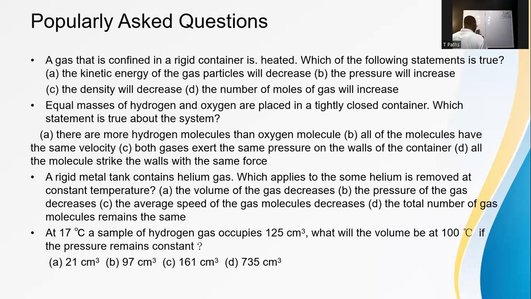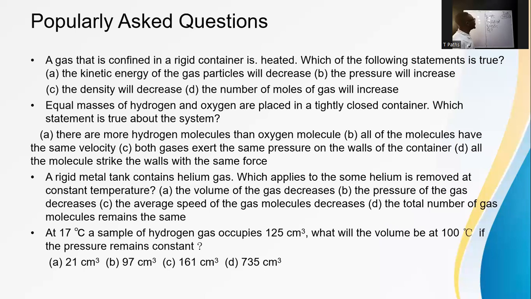We are told that at a temperature of 17 degrees Celsius, a sample of hydrogen gas occupies V1 is 125 centimeter cube. What will the volume be at T2 100 degrees Celsius if the pressure remains constant? Pressure remains constant. We recall, what rule is this? This is Charles' law.